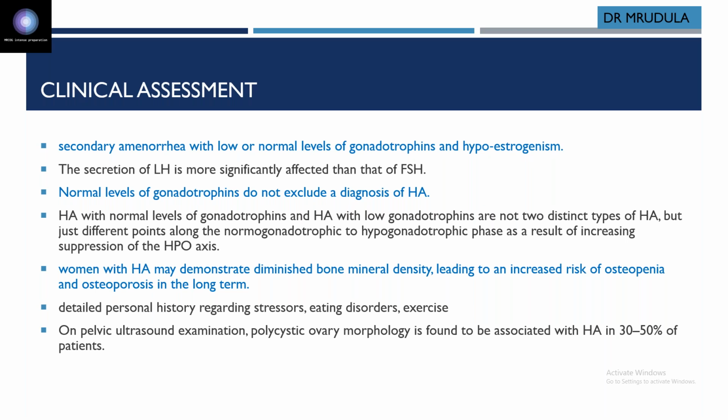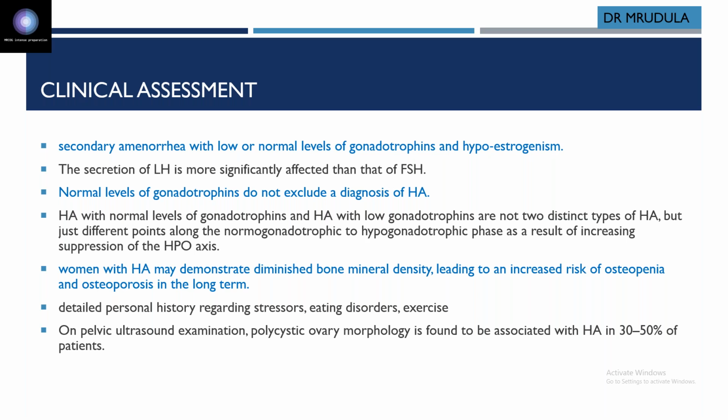So how are you going to assess hypothalamic amenorrhea, or HA? Mostly it will be secondary amenorrhea with low gonadotropins and low estrogen. In hypogonadotrophic hypogonadism, there will definitely be low FSH, LH and low estrogen. While in hypothalamic amenorrhea, the FSH and LH will be lower, or can be normal also, not very low levels. It can be lower normal or normal gonadotropin levels, but estrogen will be low. Normal levels of gonadotropins do not exclude the diagnosis of hypothalamic amenorrhea.